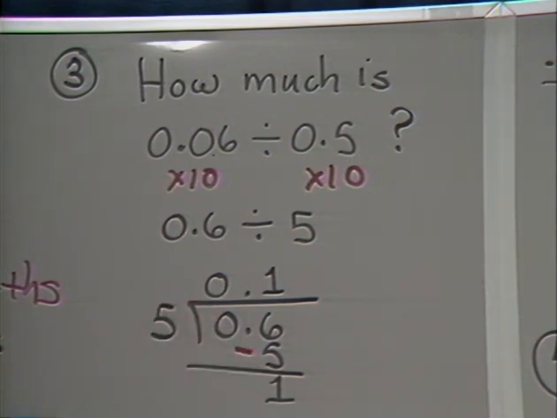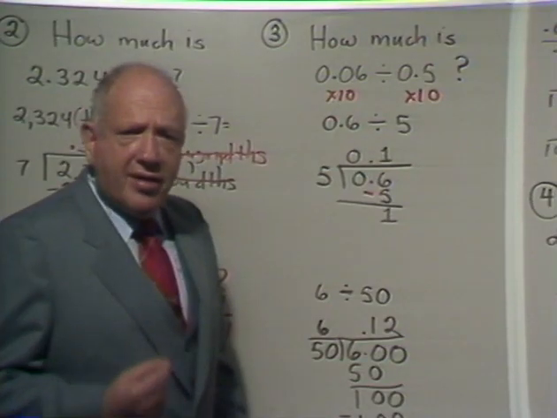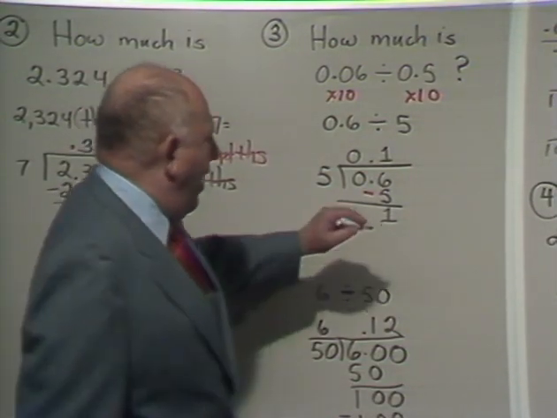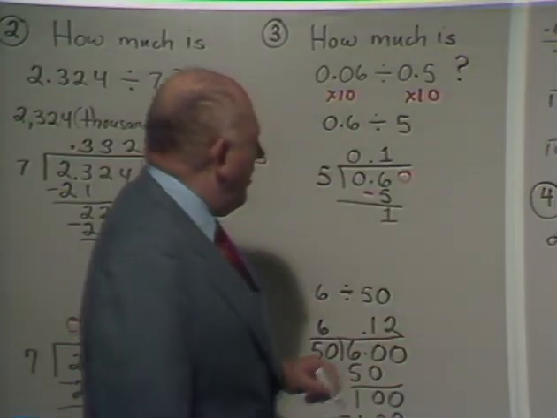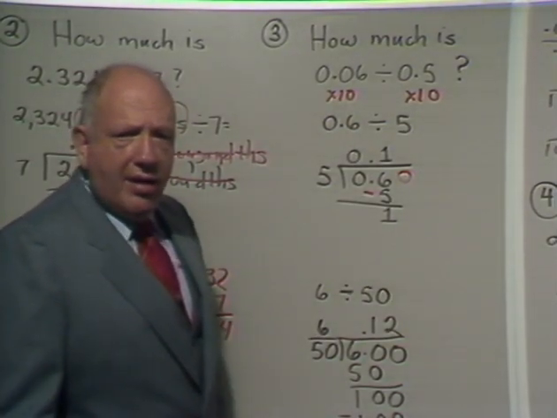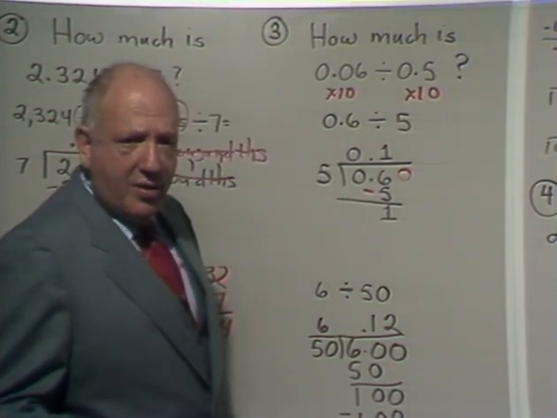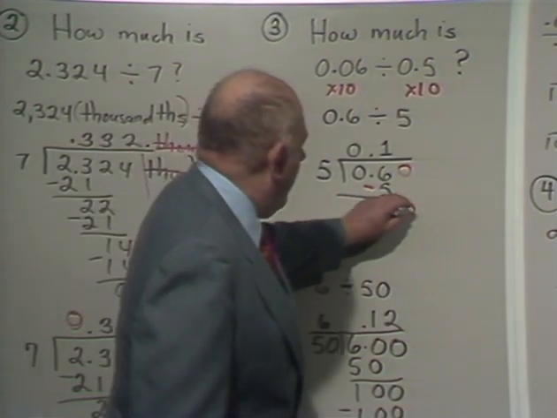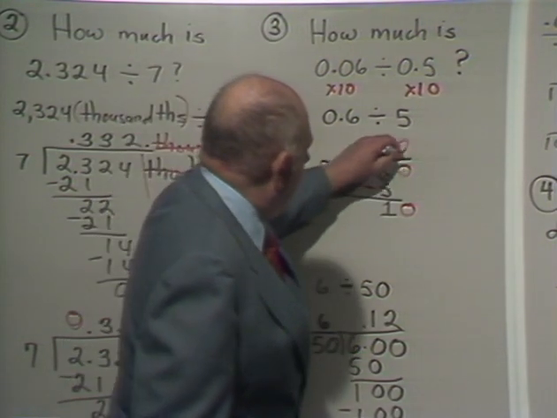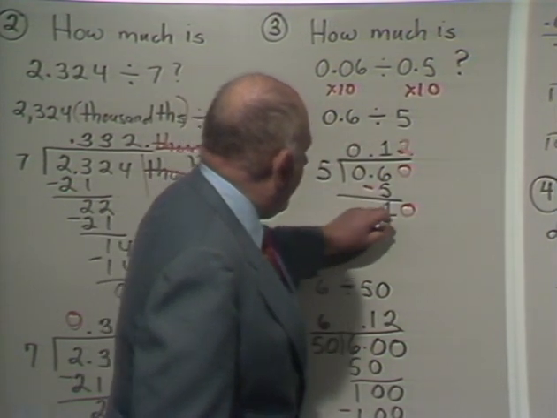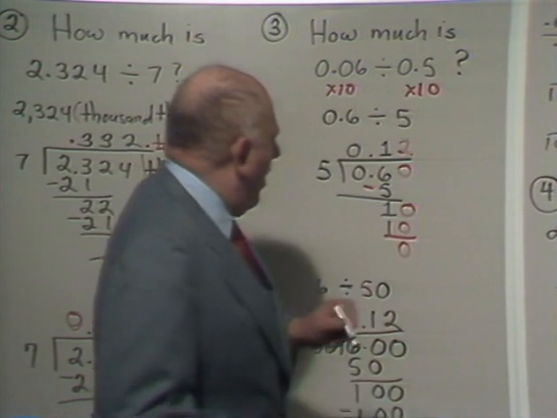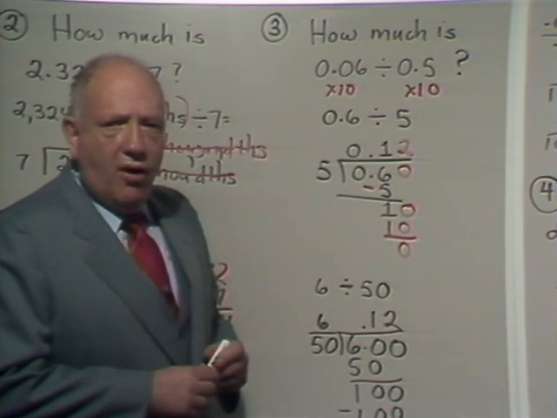So what can we do now? Remember, every time we annex a 0, we're not changing anything. I can just keep on tacking on zeros here until such time as I get no remainder. Maybe. Let's just see what happens. I bring down the 0. I say 5 goes into 10 twice. 2 times 5 is 10. I subtract. And what's the answer to this problem?